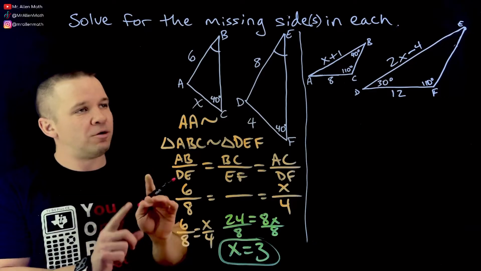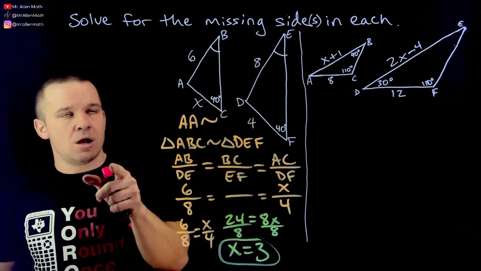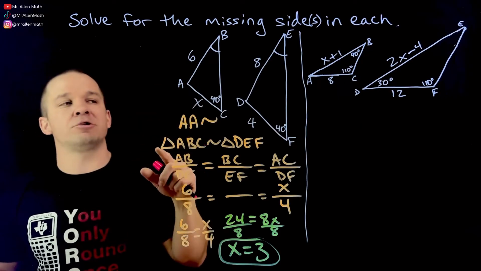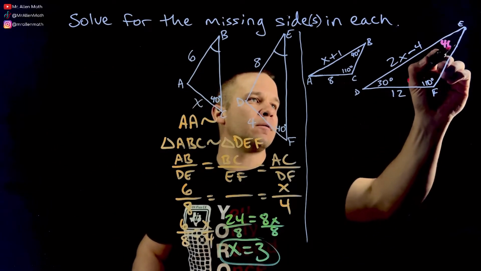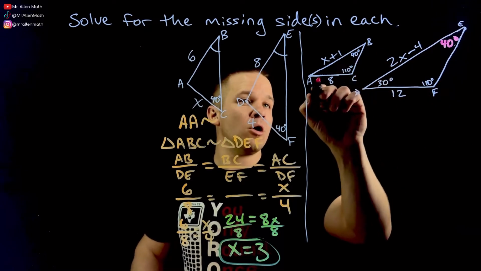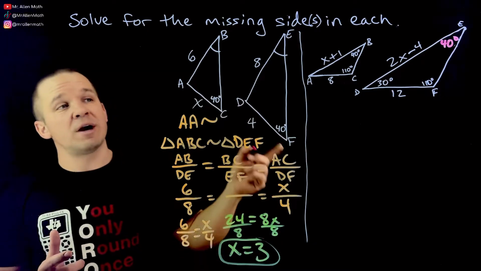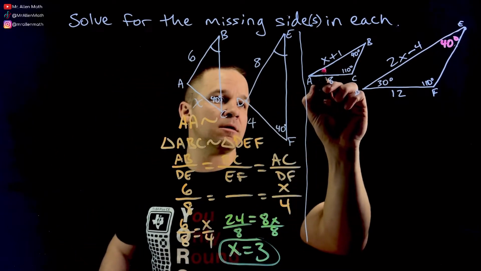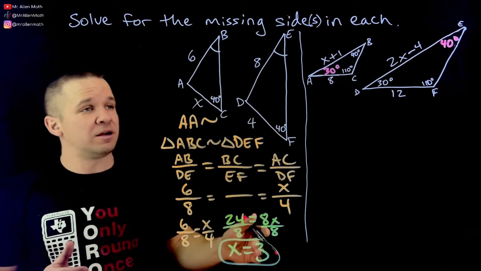But wait, hold up. 30 and 110, that adds to 140. 180, the amount of degrees that are in a triangle, if I took 180 and I subtract 140, I would get 40 degrees up here, which is the same as that. Is this 130? Let's see. 110 plus 40, that's 150. Subtract that from 180, that is indeed 30 degrees. So these two triangles are in fact similar by angle similarity.